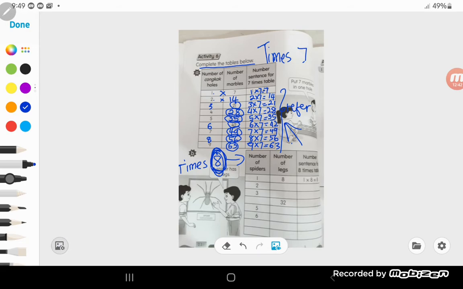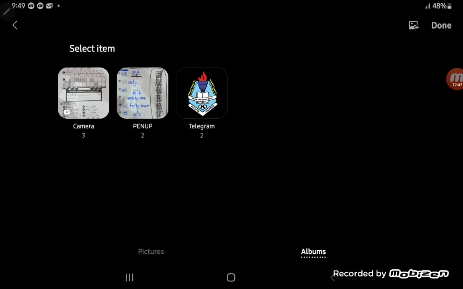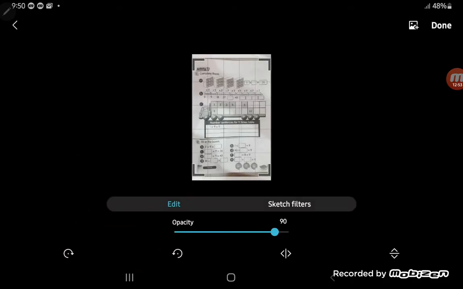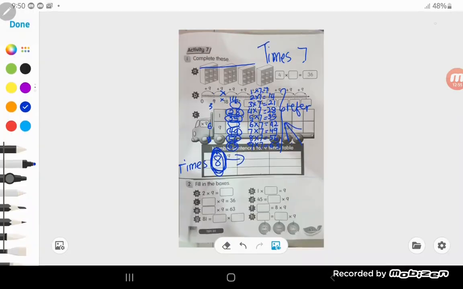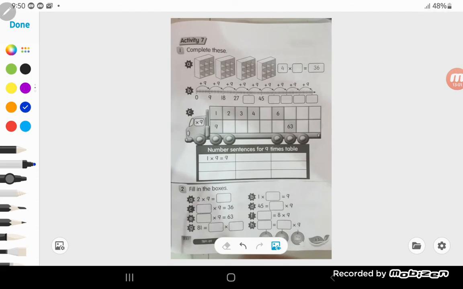Okay. So now we go to page 65. Okay, this is your page 65. Okay, our last exercise today. So this one is about times 9. Sifir 9.